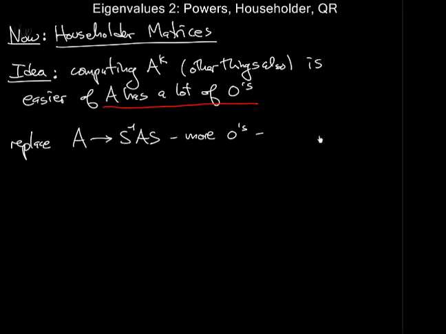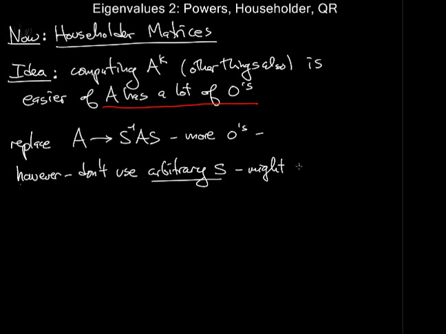Okay, so we're going to move on to another idea, which is that of Householder matrices. Sorry for the jump in the slide here. The idea is that computing various things like high powers of a matrix is much easier if the matrix has a lot of zeros. And so we're going to replace A with a similar matrix which has a lot of zeros. Now, you have to be a little bit careful here. You don't want to replace A with another matrix if that other matrix has very big or very small entries compared to A itself.